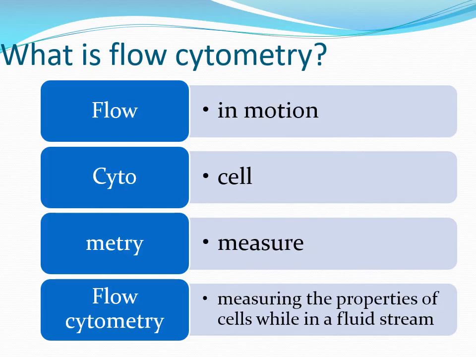Now, what is flow cytometry? Etymologically, every word defines itself. Flow means motion. Cyto refers to cell. And when we talk of metry, what we mean is measuring something. So flow cytometry is measuring the properties of the cell while in a fluid stream.